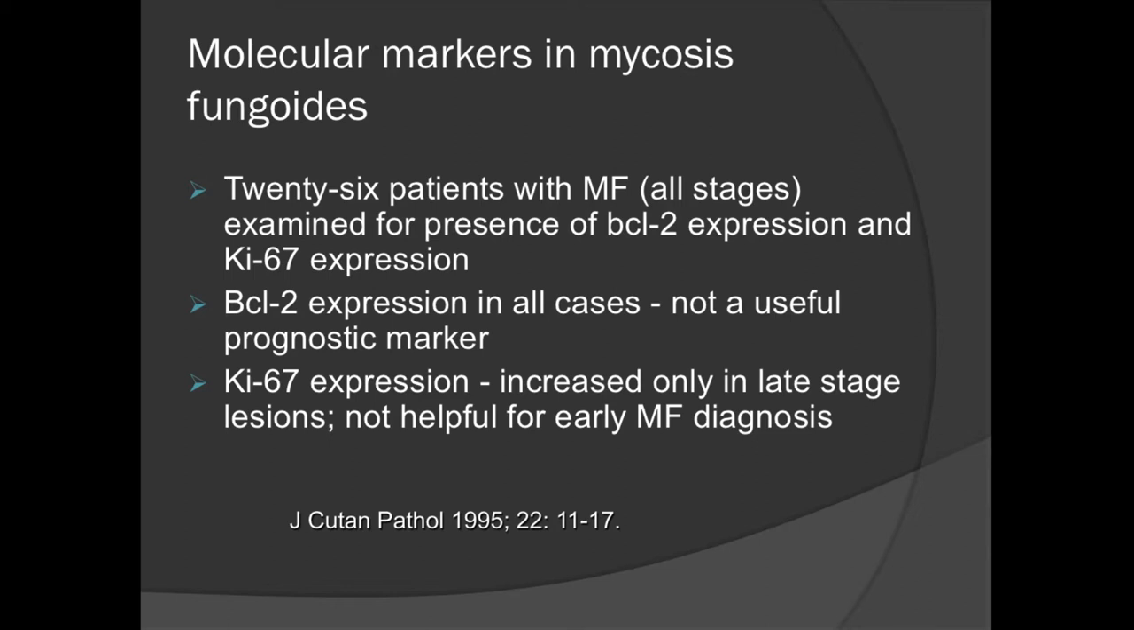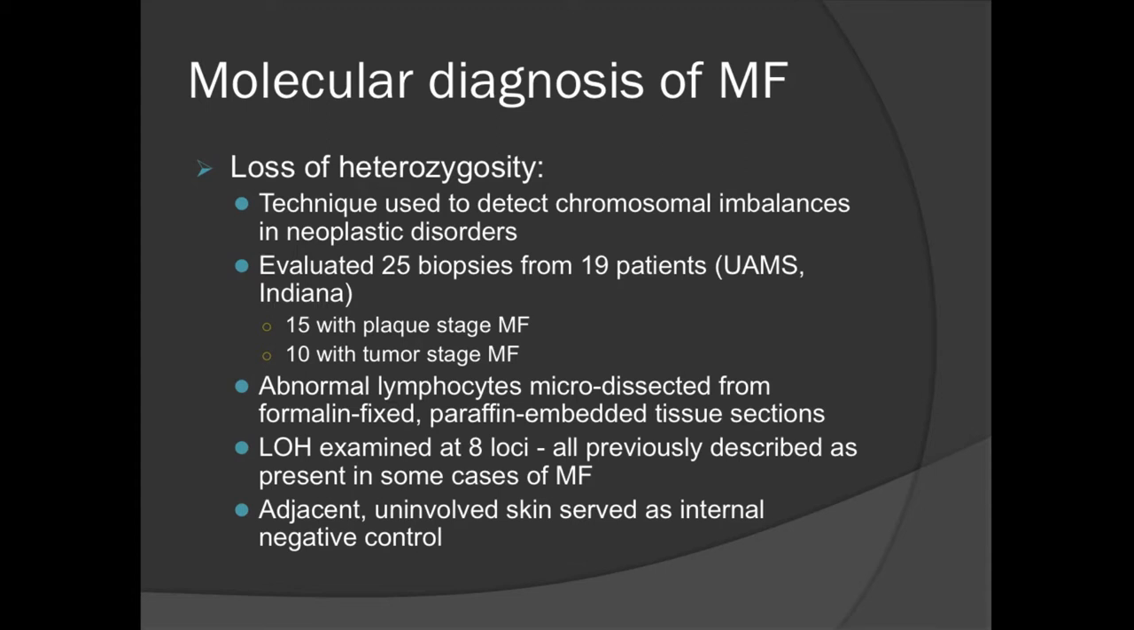A bunch of other studies. 26 patients with MF looked for BCL2, Ki67. BCL2 is wonderful. It's in every single lymphocyte in every single patient, so that's helpful. Let's just do it. We'll spend some more money. Waste money. It means nothing. How about Ki67? Again, doesn't help. It's really, really low in all patients with early patch stage MF.